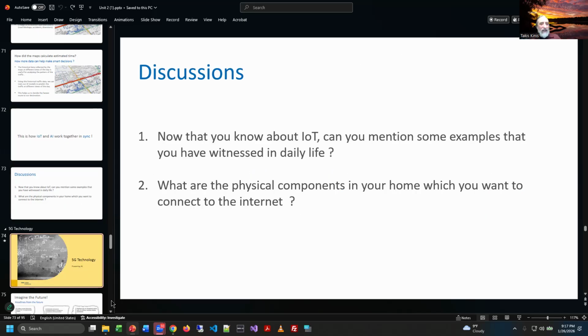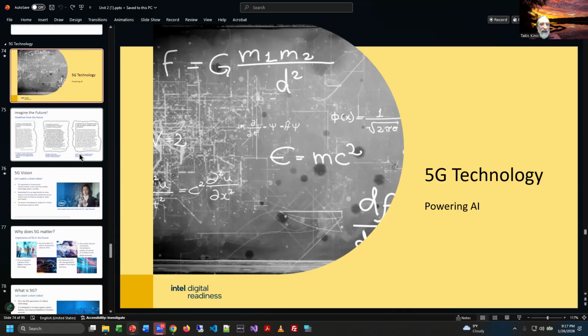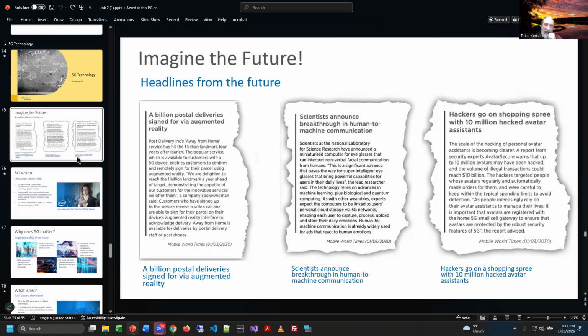All right. So let's move on then to the 5G technology. And this is an interesting slide because they have headlines from the future. If you guys want to read these, they're interesting, but they're all dated in 2030 with imagined scenarios, right?